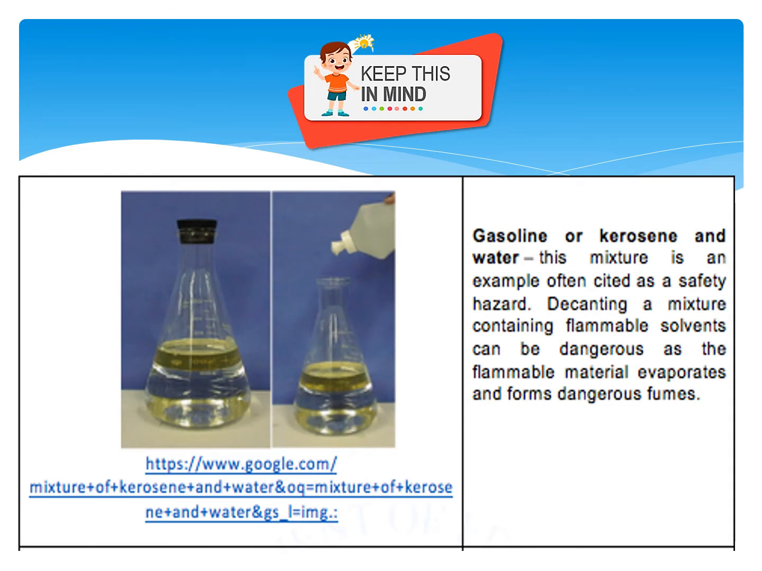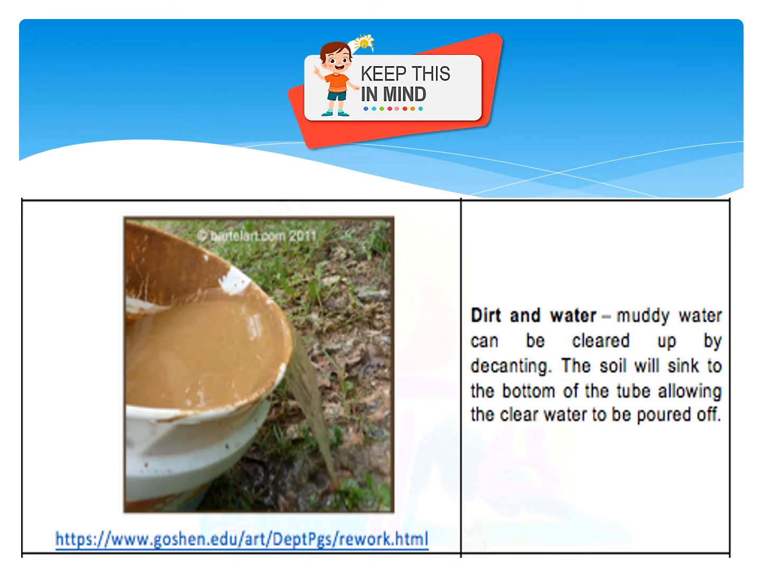Gasoline or kerosene and water. This mixture is an example often cited as a safety hazard. Decanting a mixture containing flammable solvents can be dangerous as the flammable material evaporates and forms dangerous fumes. Dirt and water. Muddy water can be cleared up by decanting. The soil will sink to the bottom of the tube, allowing the clear water to be poured off.